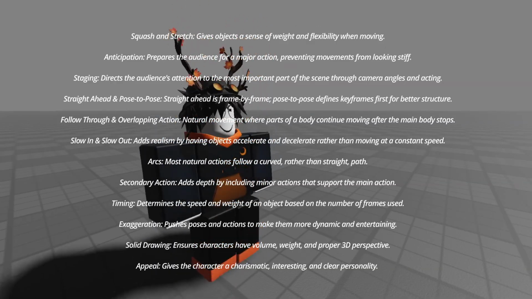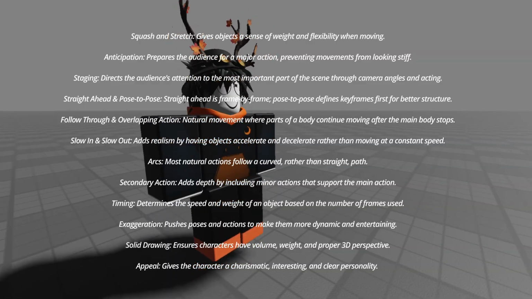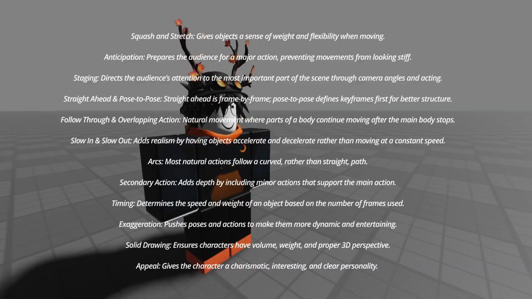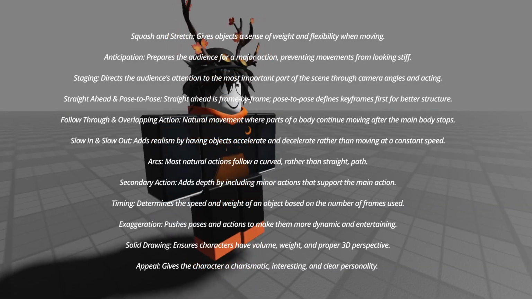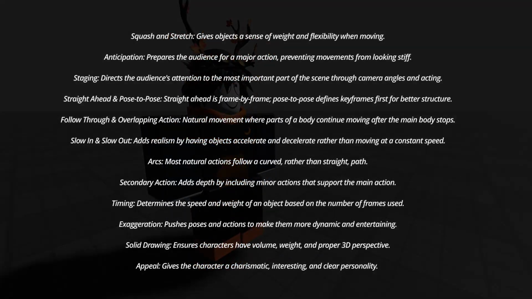Arcs: most natural actions follow a curved rather than straight path. Secondary action adds depth by including minor actions that support the main action. Timing determines the speed and weight of an object based on the number of frames used. Exaggeration pushes poses and actions to make them more dynamic and entertaining. Solid drawing ensures the characters have volume, weight, and proper 3D perspective. And finally, appeal gives the character a charismatic, interesting, and clear personality.